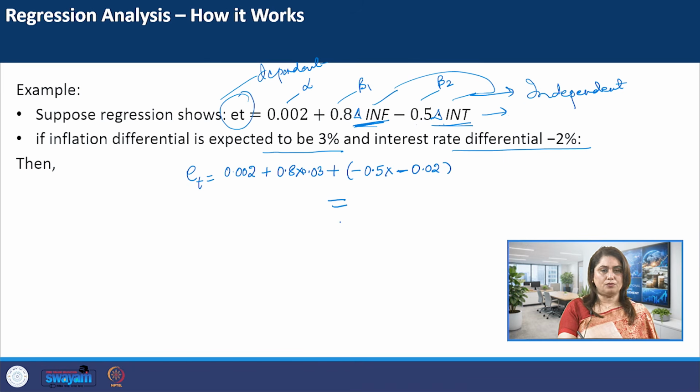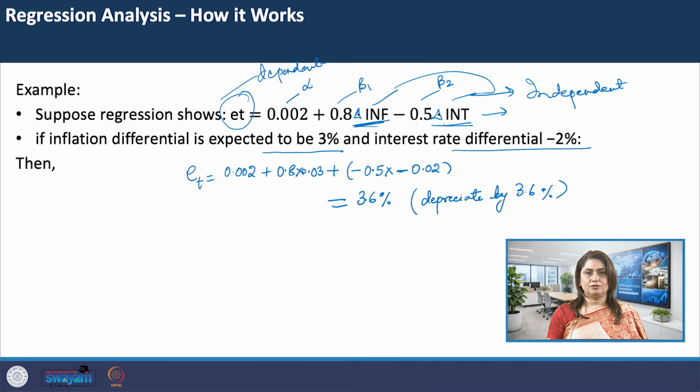Now, this gives us a value of 3.6%. So, this means that the rupee might depreciate by 3.6%. So, your forecast is that the rupee will depreciate by 3.6% over the coming period. This is the power of regression based fundamental forecasting. It gives you a disciplined, systematic and quantifiable forecast grounded in the economic theory.